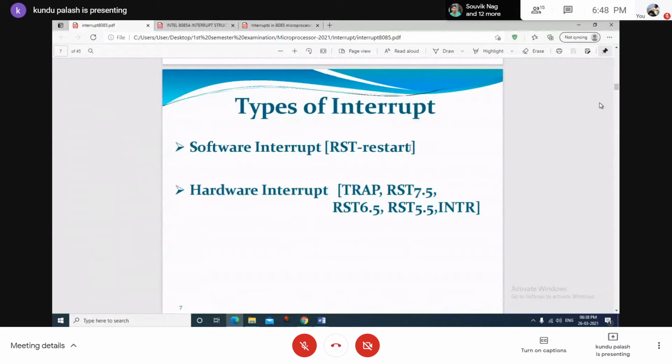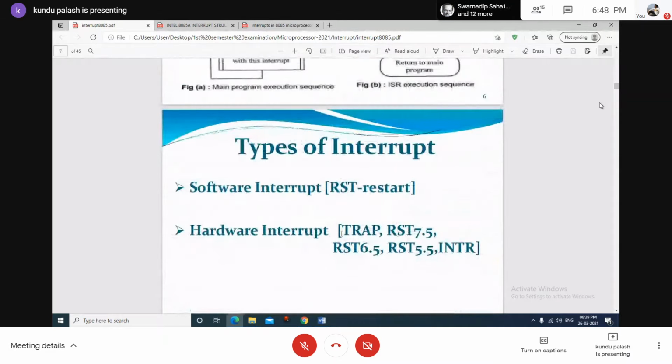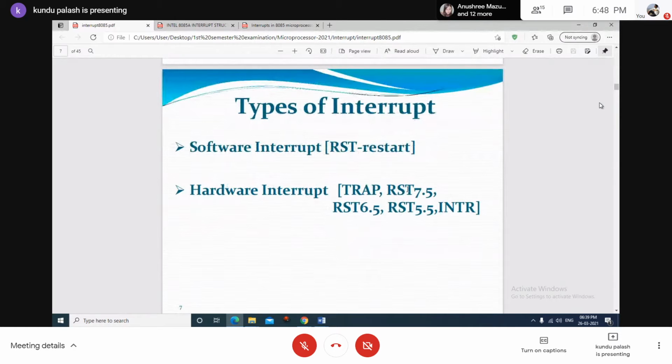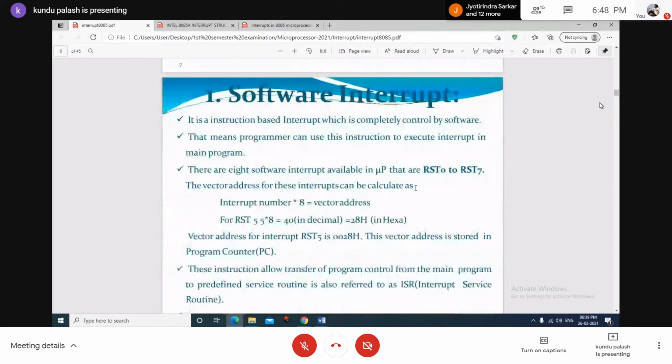And how will the software interrupt be initiated? With the help of software code. Except INTR, the TRAP, RST 7.5, RST 6.5, and RST 5.5 are called vector interrupts. Why? Because they have a fixed starting address associated with the ISR. That means the ISR will start from a fixed address. How will the address be calculated? The method is like this.